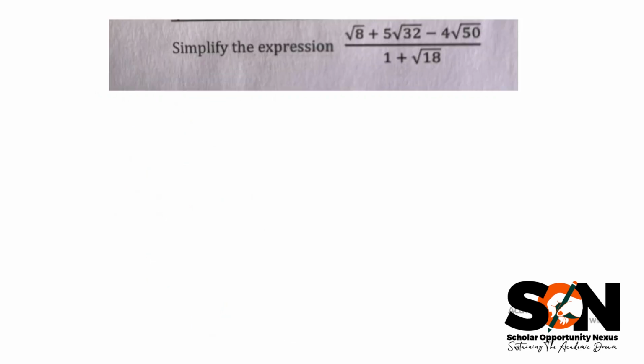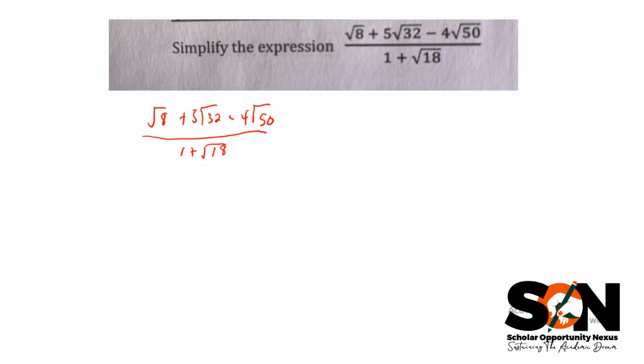Now the next one, they ask us to simplify this expression. So we have square root of 8 plus 5 square root of 32 minus 4 square root of 50, all over 1 plus square root of 18. One thing you can see is that there is a factor of 2.